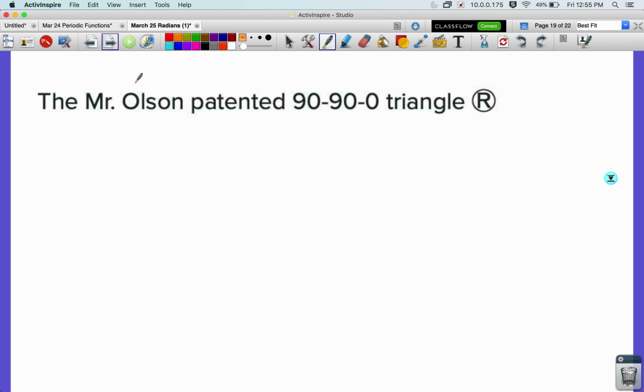All right. And then there's Mr. Olson's patented 90-90-0 triangle, which students love to debate is not actually a triangle, but I think it is a triangle with 2 right angles and a 0-degree angle. This triangle looks kind of like this. And I draw it as a triangle, even though this measure right in here is 0 degrees.